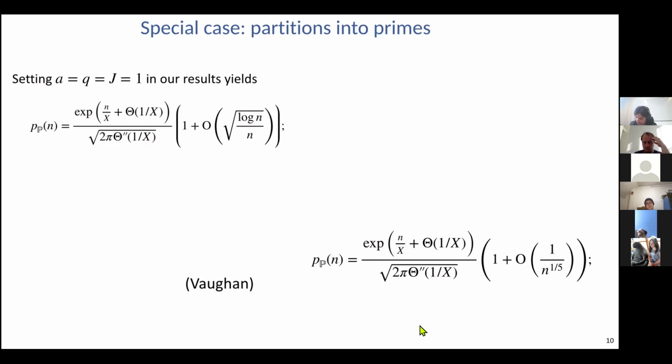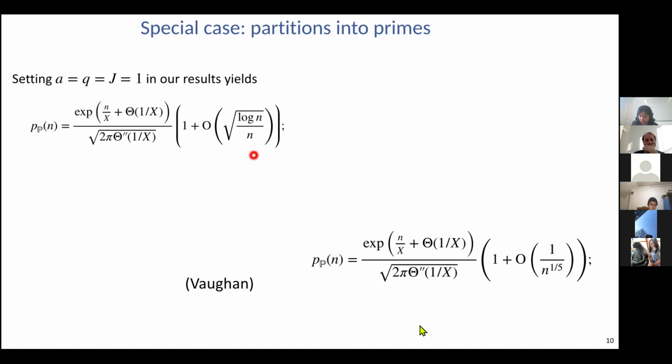However, the error term that he gets is n to the power 1 over 5. We improve this error term to be square root of log n over n. And this term is actually sharp. This error term is actually sharp because square root of log n over n is not just the error term. If you set j equal to 2, for example, or if you write down the expansion of capital X in terms of n, you end up getting this as the secondary term. So this will actually appear. And then the error term will be log n over n and so on. So of course, square root of that.